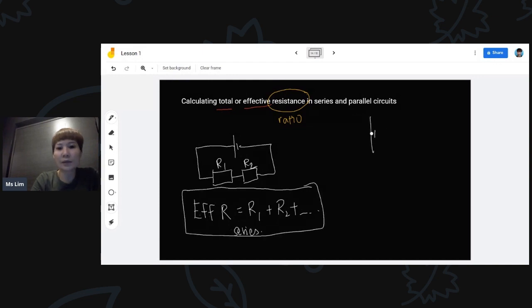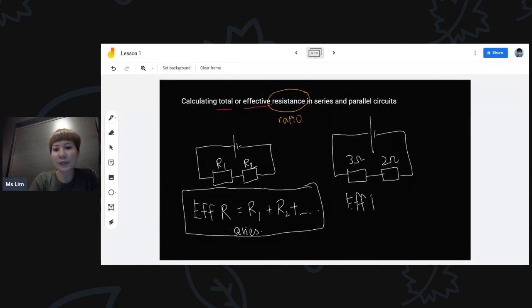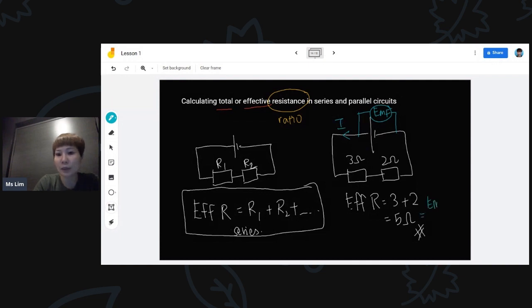So an example would be if you have 3 ohm connected in series to 2 ohm, okay, then the effective resistance of this circuit would be simply 3 plus 2, 5 ohm. Okay, so 5 ohm tells you the ratio between the total potential difference and the total current coming out of the cell. So for example, if this is the EMF and this is the current that's coming out, then 5 ohm tells you the ratio between the potential difference, the EMF, and the current that's flowing through the entire circuit. That is the meaning of ratio.